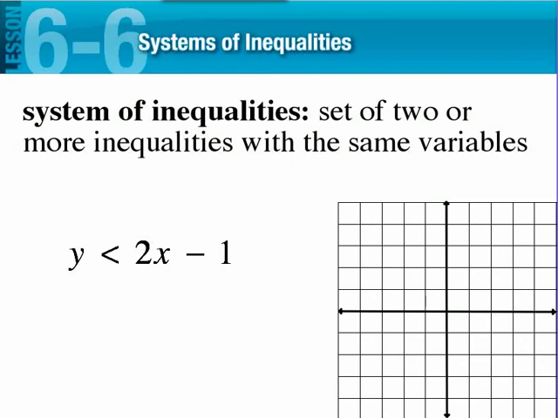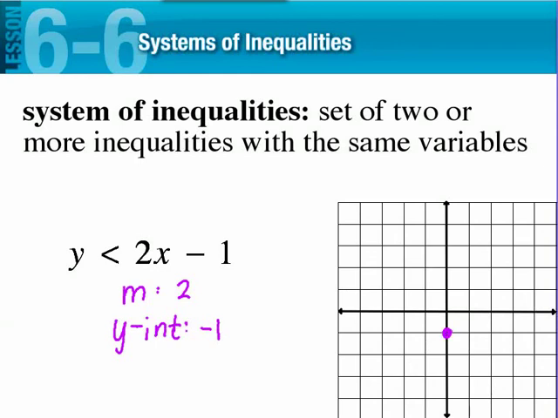Up here on the board we have y is less than 2x minus 1. In order to graph this, I'm going to identify the slope and the y-intercept. What is the slope of this graph? 2. The slope is 2. What's the y-intercept? Negative 1. So I'm going to place a dot on negative 1.